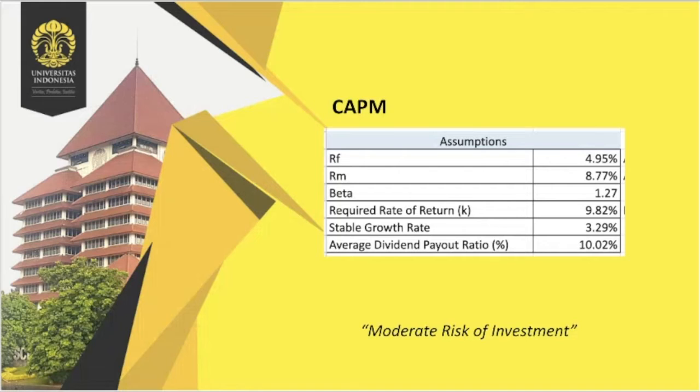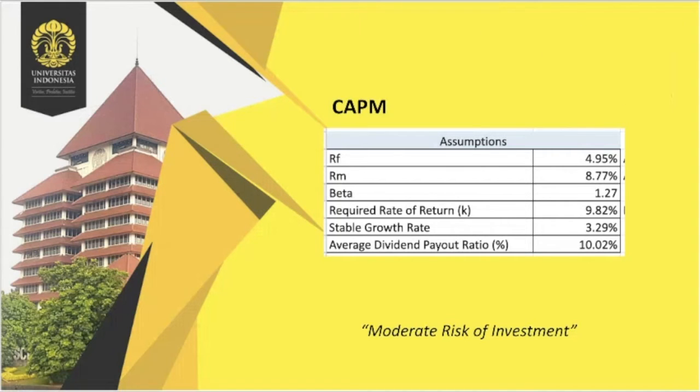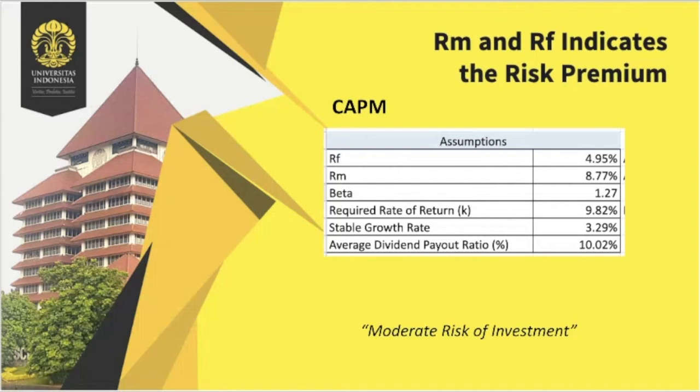In the year of 2018, CAPM for ADARO describes the relationship between systematic risk and expected return for assets. In the formula, we get the value of RF as 4.95% from ADARO obligation fixed rate of 17 to 19 years, while the RM is equal to 8.77%. Both RM and RF indicate the risk premium, which is, the higher the risk premium of the company, the riskier the market will be.